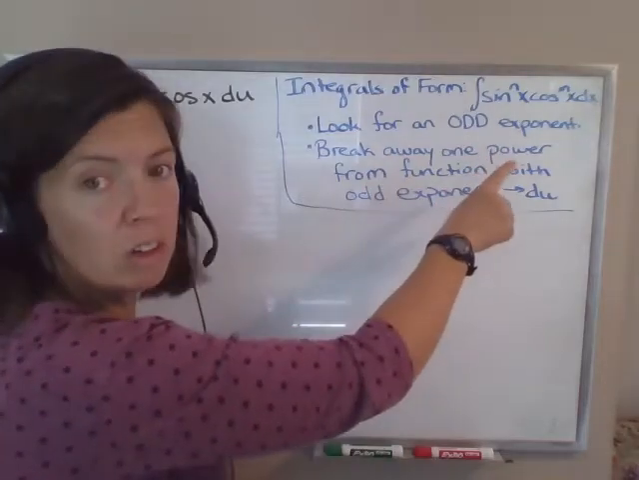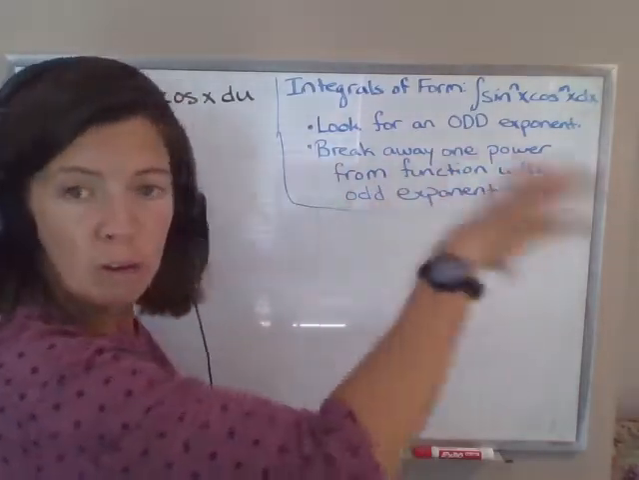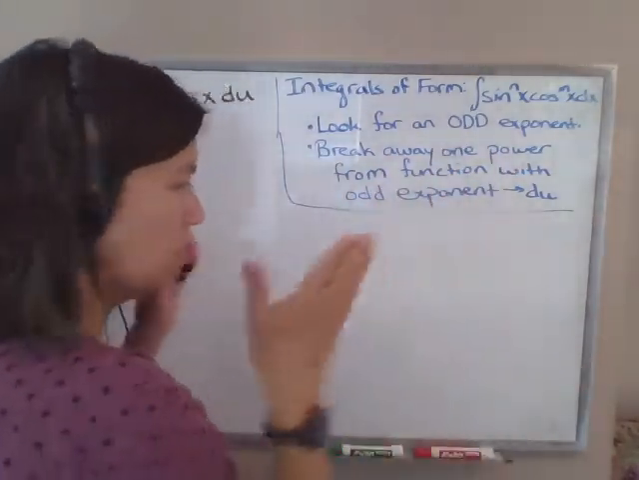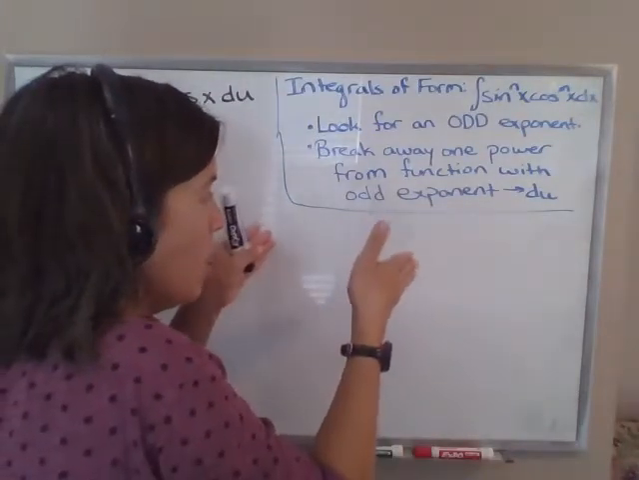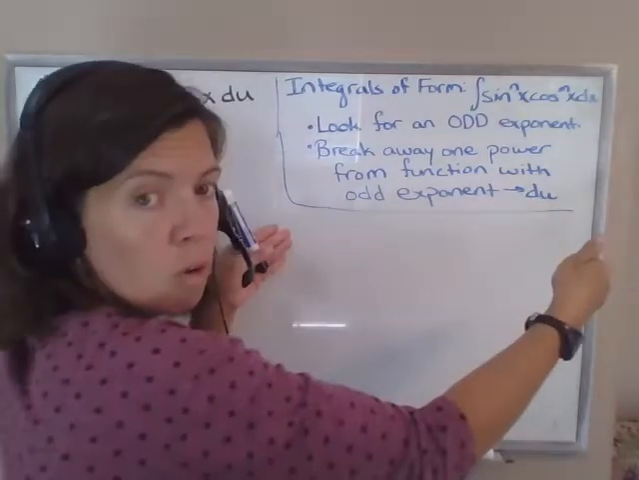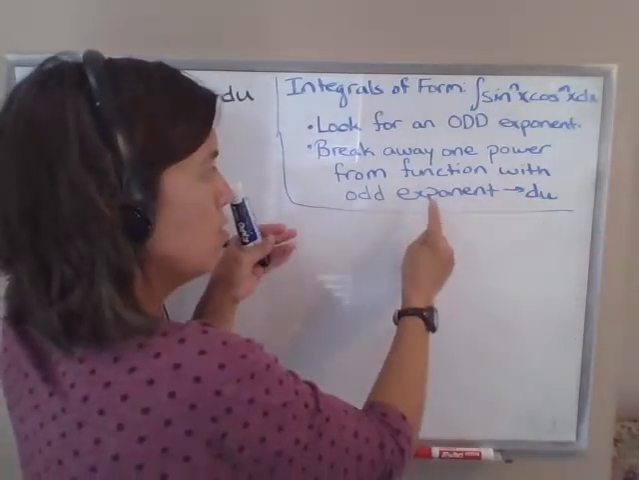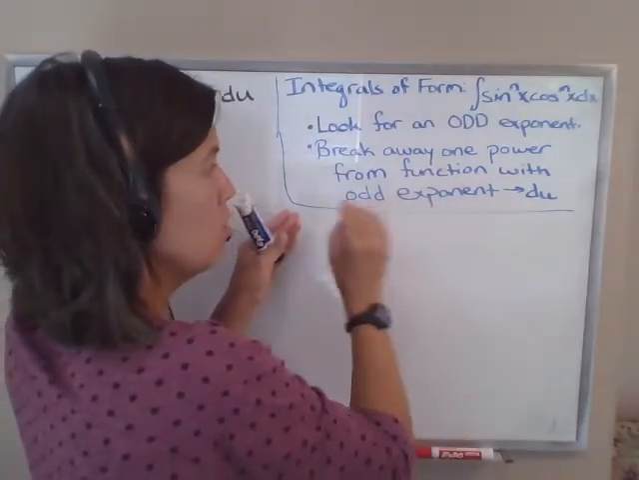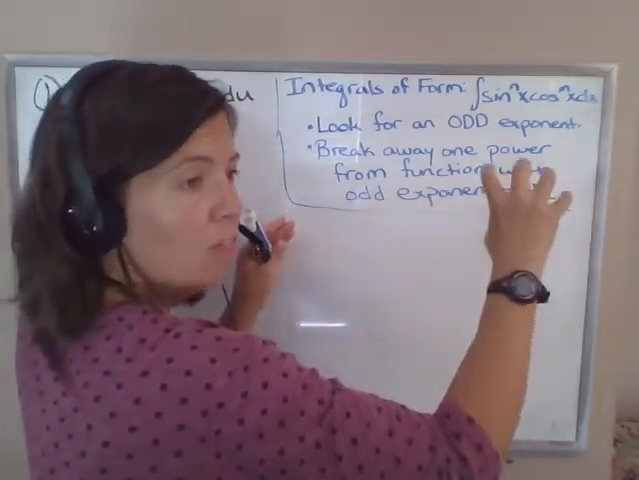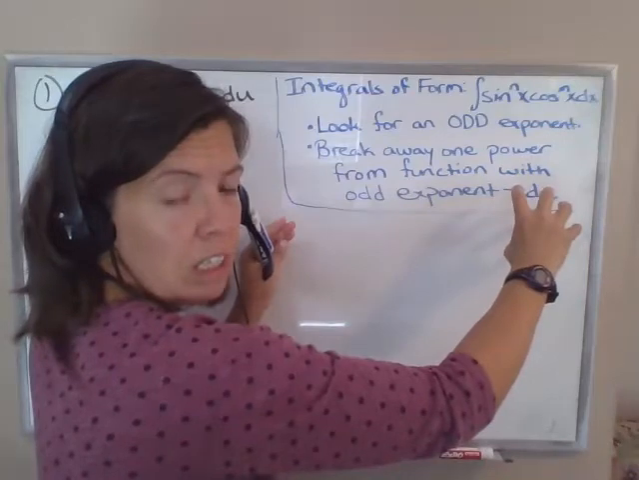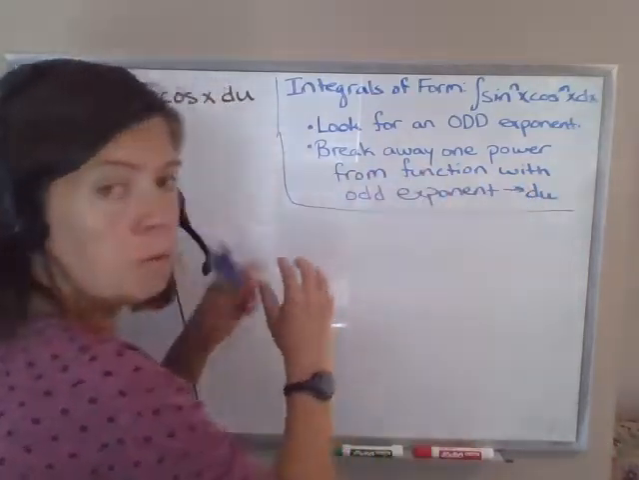an odd exponent. If both powers are odd, then you could focus in on either function. But just focus in on a function with an odd exponent. Break one power away. So that's generally what we should do. So you break one power away, push it to the end of the integral. That's where you're going to form your differential du, which means u will be the other function.